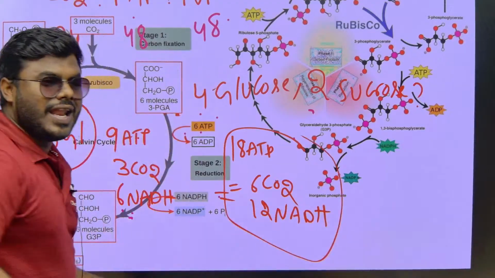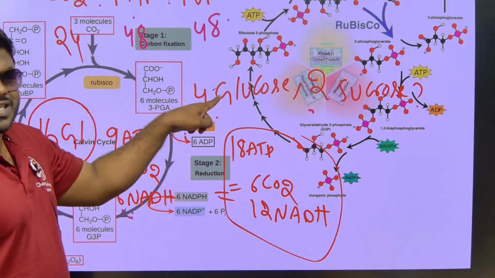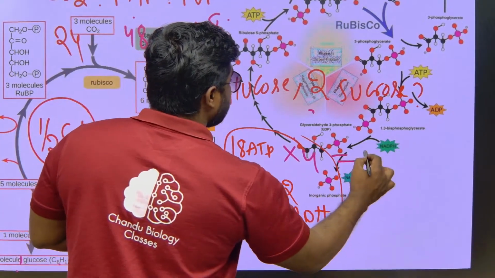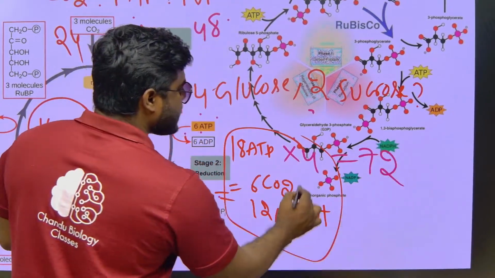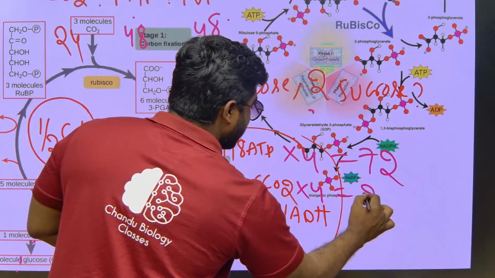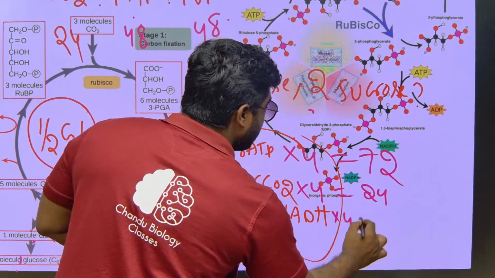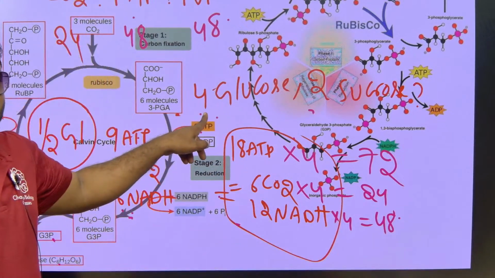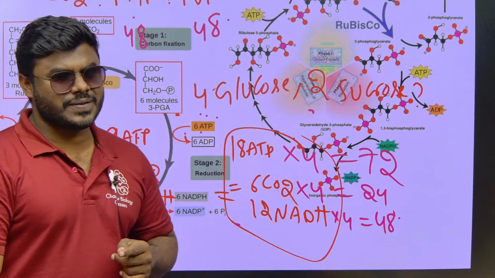Correct? Now please answer. I have asked for how many glucose? 18 into 4? 72. 6 into 4? 24. 12 into 4? 48. Correct or not? This is for how many glucose? 4. Now tell me for 2 sucrose.